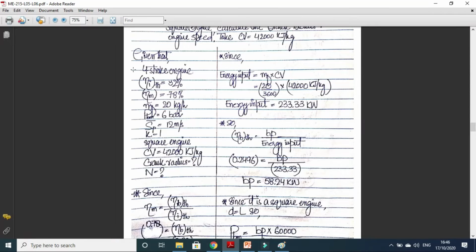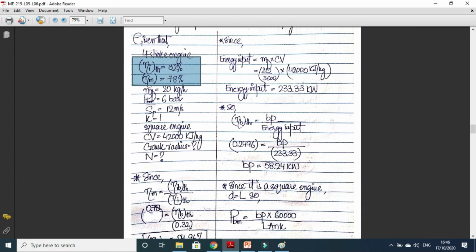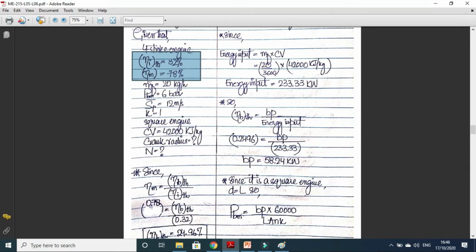Okay, so if you see the data, we started with the data. It's clearly shown that indicated thermal efficiency is given, so we can straight away find the brake thermal efficiency. When the brake thermal efficiency is known, we can find the brake power. And since brake mean effective pressure is known, that is why we have found the brake power. So maybe you are wondering why we have calculated the brake power. Because brake mean effective pressure is given. Let's suppose if indicated pressure would have been given, then we would be determining indicated power. Okay, this is the sequence.